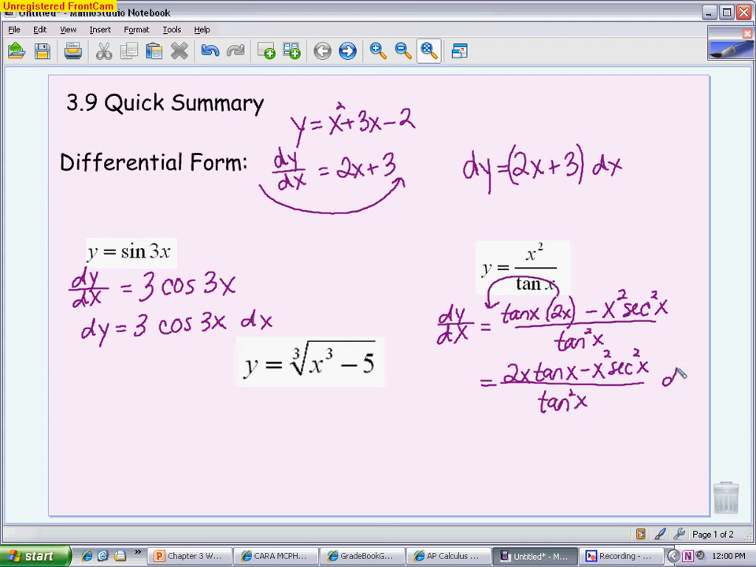And then the dx, when I write it in differential form, you have two options. You could either write it at the very end of the fraction, or you could include it as being multiplied by the numerator. I tend to just put it at the very end. It's easier to kind of plop it there.